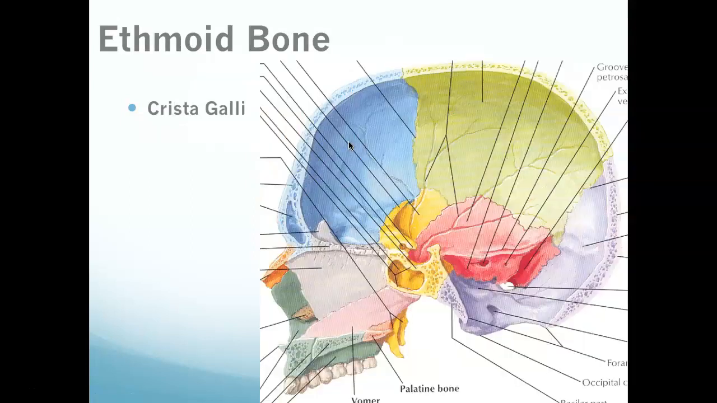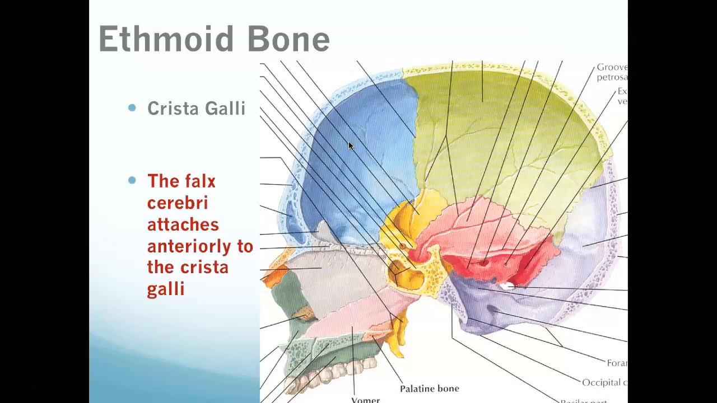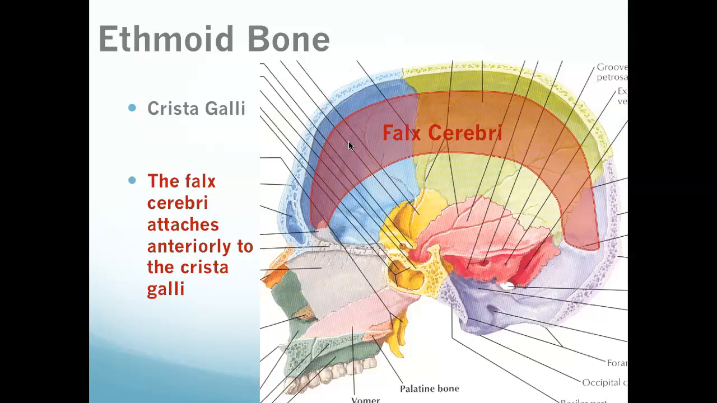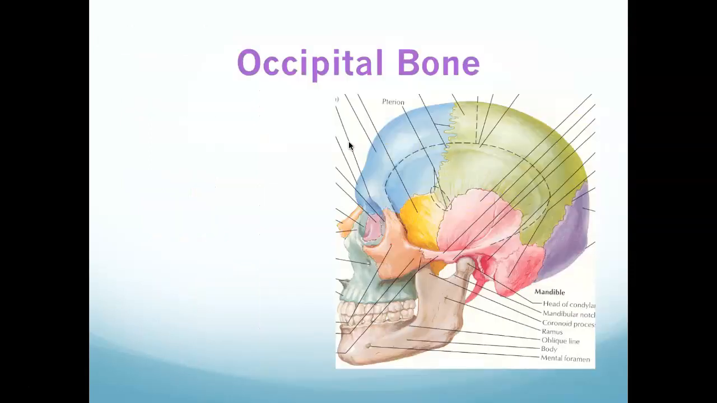The other part is named the crista galli, and now this is a sagittal cut of the skull, and it's going to be this shark tooth looking structure over here. Soon we're going to talk about some dural folds within anatomy too, and we have a dural fold called the falx cerebri that's going to attach to this anteriorly. So that's the main function of this bone structure being there.